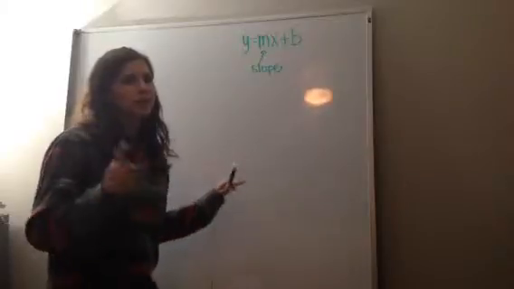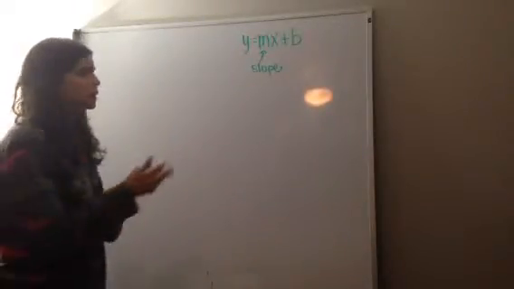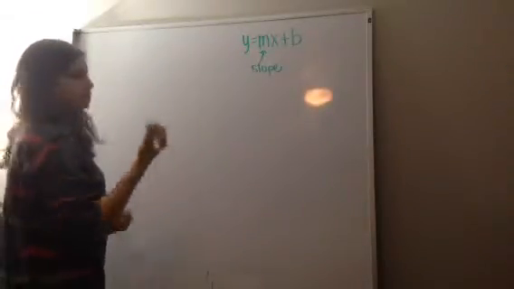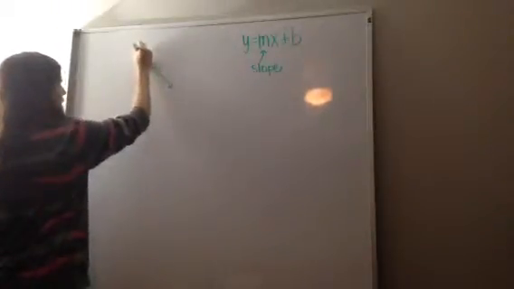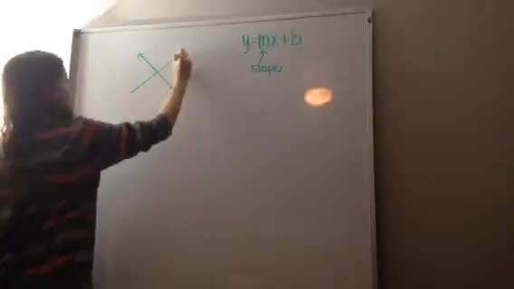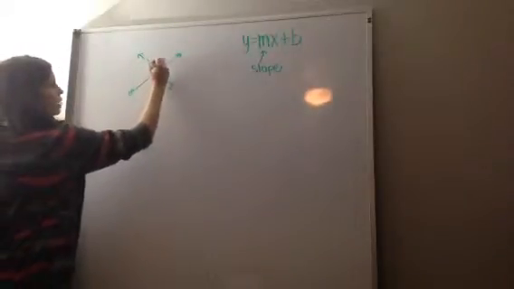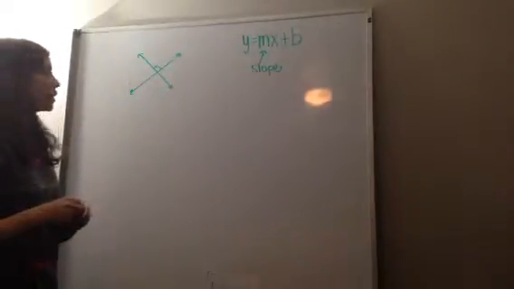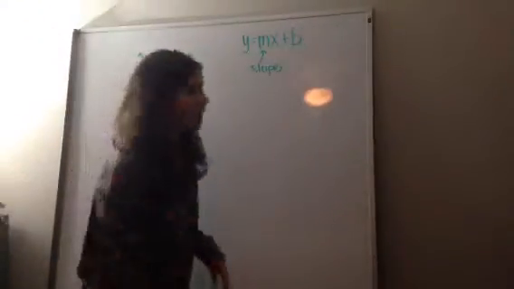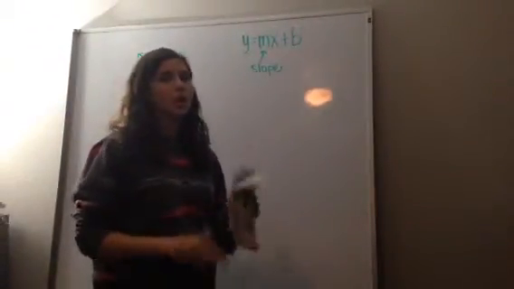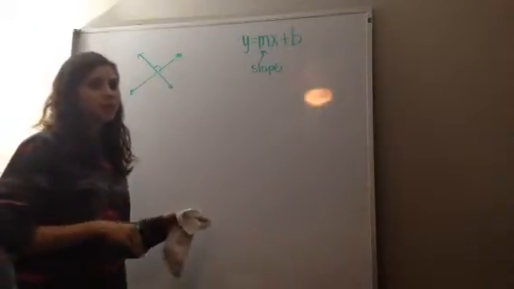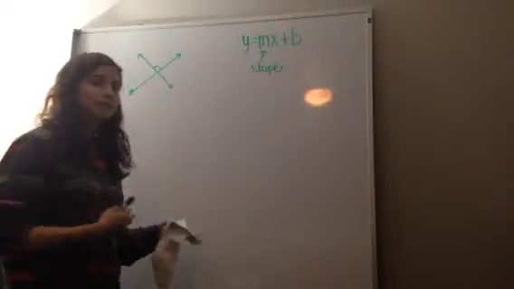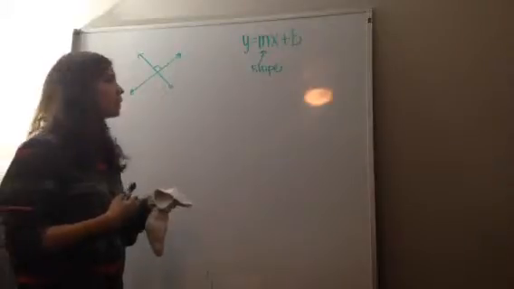Okay, so let's talk about perpendicular lines. A perpendicular line just means that if I have a line that goes this way, then a perpendicular line will make a right angle with it. So they are going complete opposite directions. Perpendicular lines always make a 90-degree angle. So if they're going complete opposite directions, then their slopes must be complete opposites of one another.